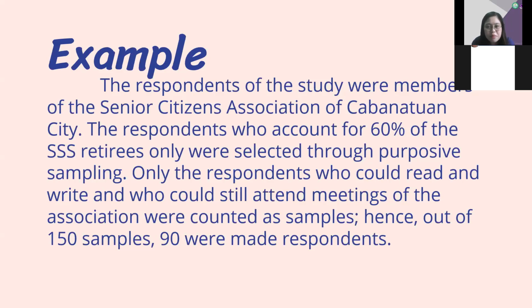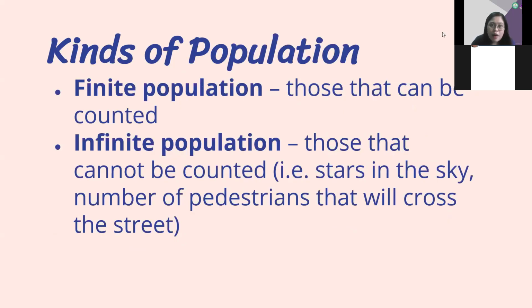And then only the respondents who could read and write, that will be the inclusion criteria, and who could still attend meetings of the association were counted as sample. So hence out of 150 samples, 90 were made respondents. So again, not everyone in the population will be included in your study. We will just get samples. However, you first need to identify the population.